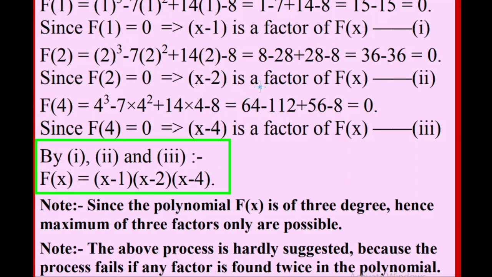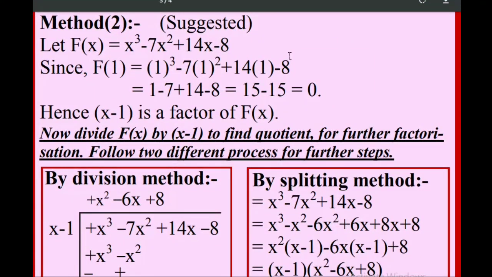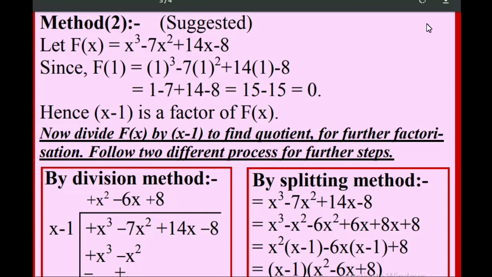Another reason for not suggesting this process is, if any one of these factors occurs twice in the polynomial, then we fail to follow this process. So the commonly suggested solution is this one, that is method 2.